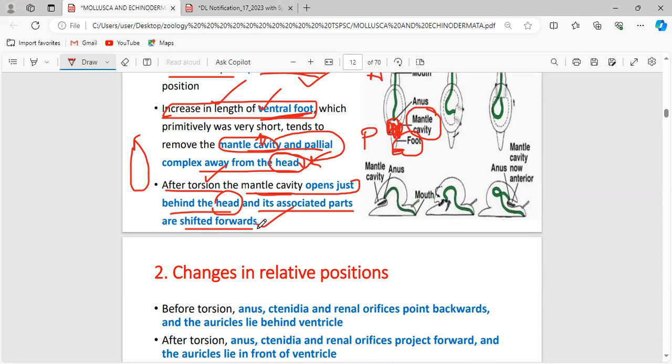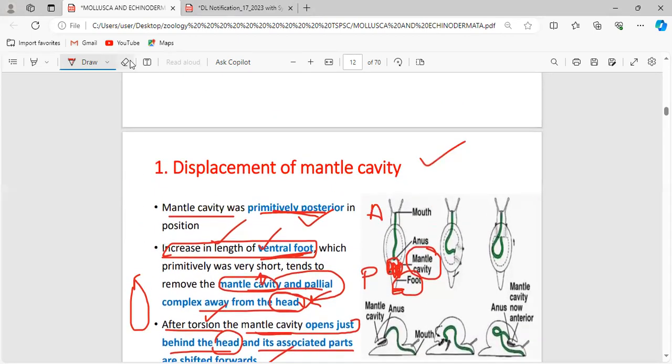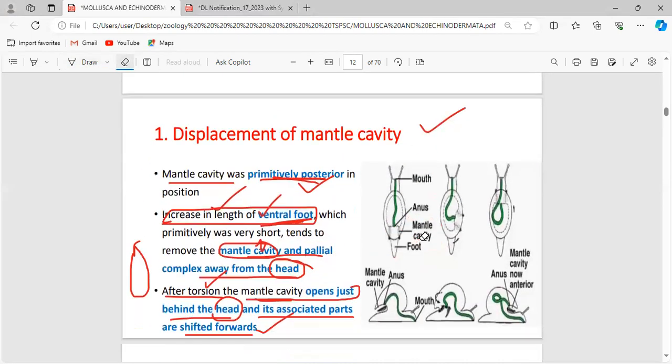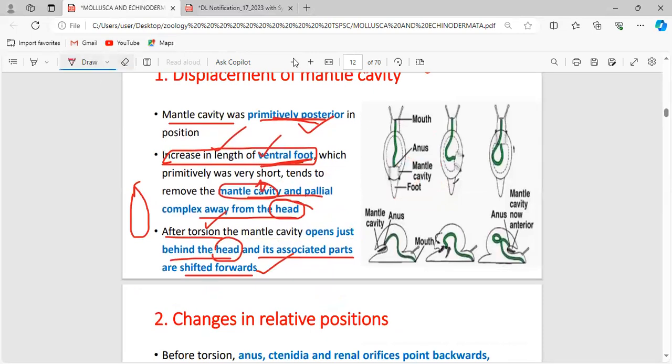And after torsion, the mantle cavity is in anterior position. Exactly. See, this is what I have explained in the picture. This is the mouth region. This is the anus region, and below that, we can see the mantle cavity, and this we know is the foot region. In all other phases, before torsion, after torsion, the head and foot will remain fixed.